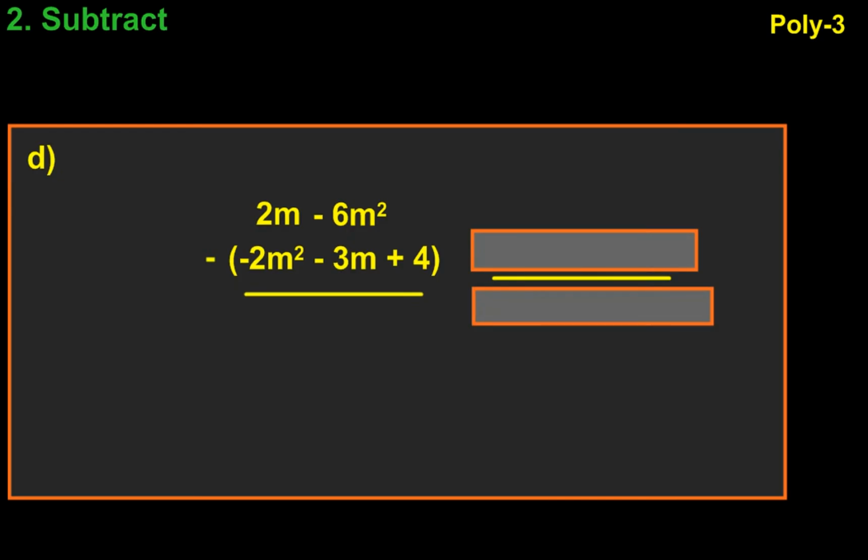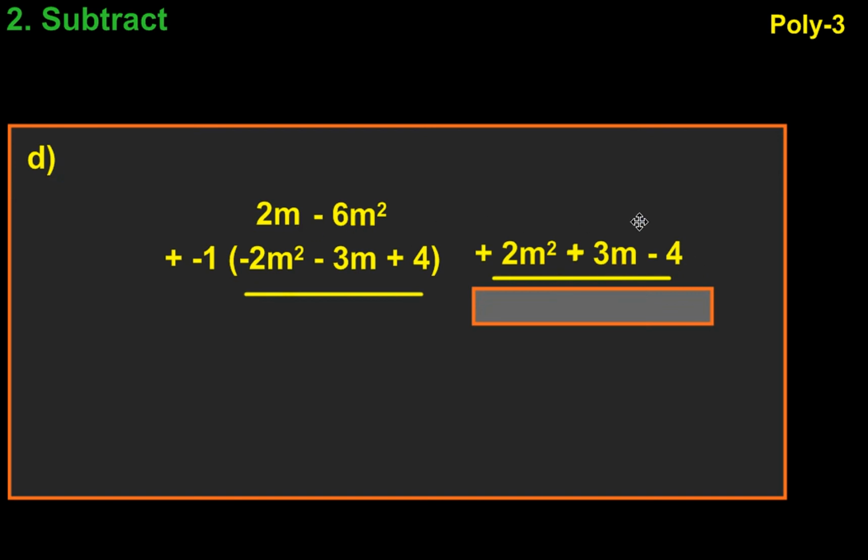We'll start by taking a look at question 2D. So we have 2m minus 6m squared minus negative 2m squared minus 3m plus 4. So the first thing I want to do is think about how I would change the signs on this. So it would be as if I multiply by negative 1 and then I turn the subtraction into an addition problem. So that's going to look like that. I'm going to have a positive 2m squared, a positive 3m, and a negative 4.